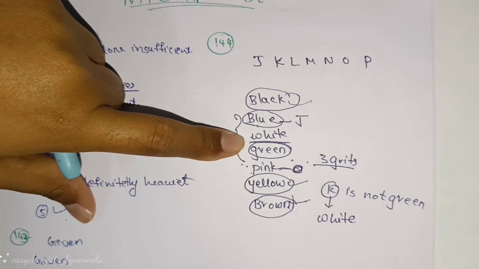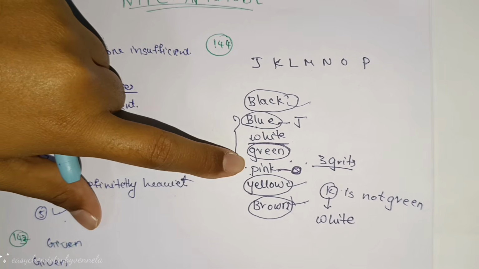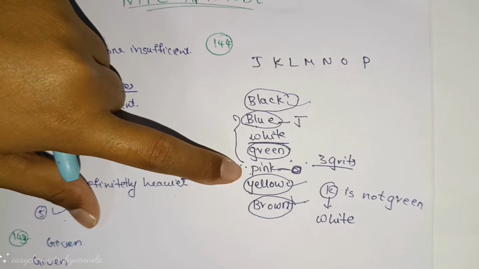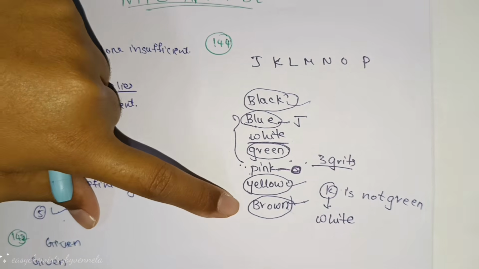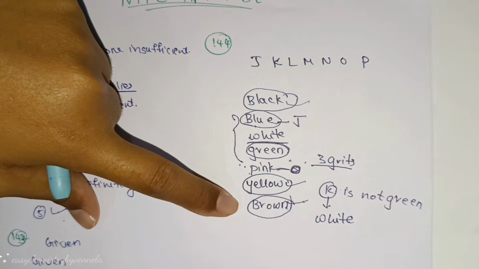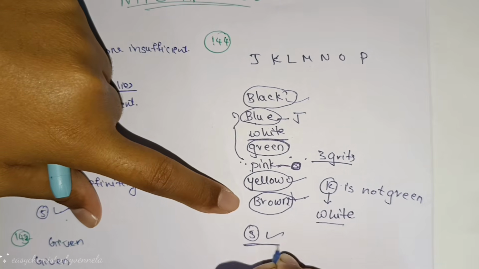So in the given options, green: K is not wearing green color. Next, pink is already worn by M's sister O. Brown is already given. Data insufficient is the fourth option, and the fifth option is none of these. So the correct option is none of these because K is wearing white. Fifth one is the correct one.